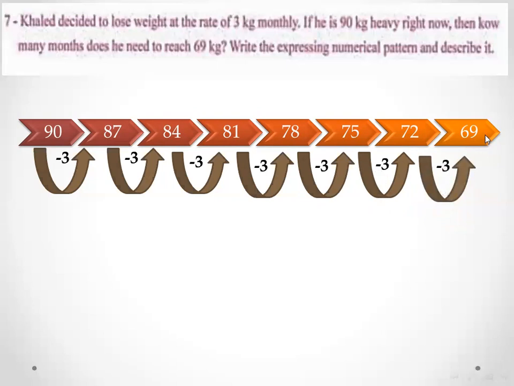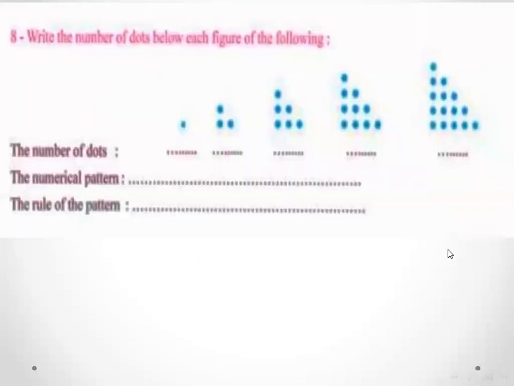Minus 3, he's going to be 69. So how many months does he take? 1, 2, 3, 4, 5, 6, 7. So he needs 7 months to reach his goal.